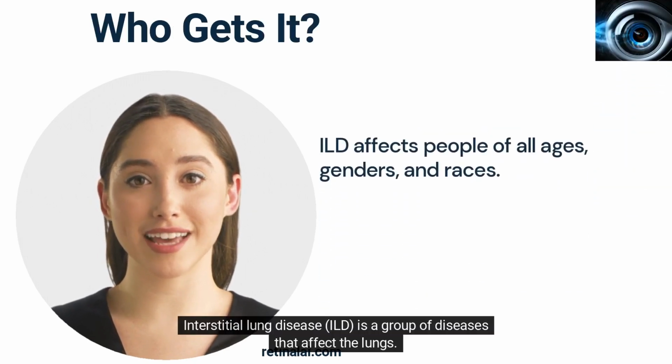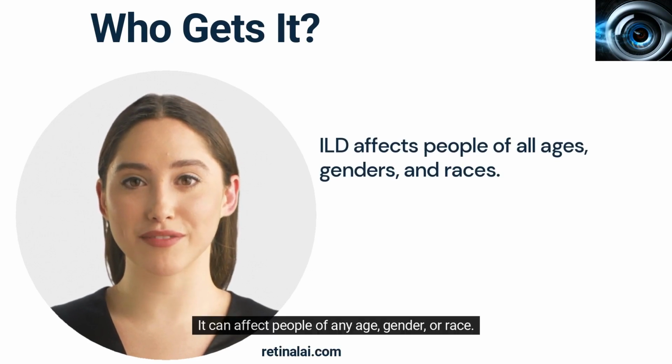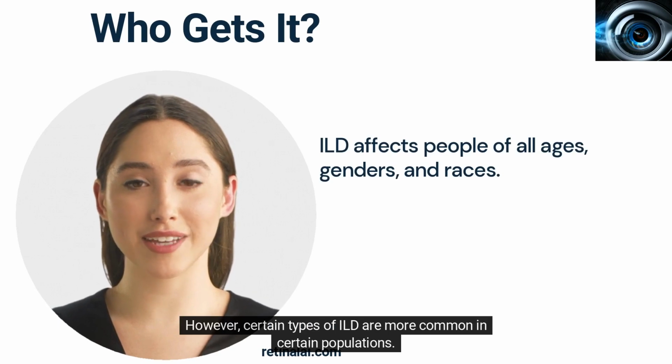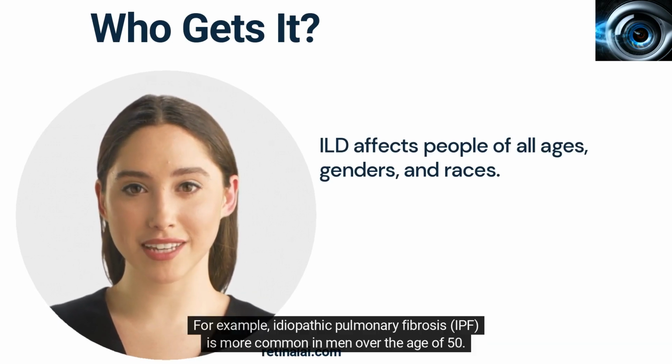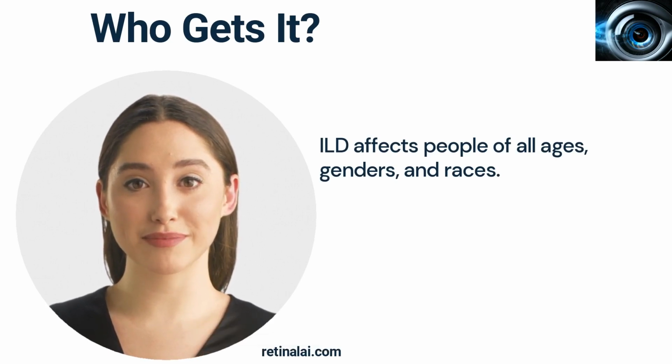Interstitial lung disease, ILD, is a group of diseases that affect the lungs. It can affect people of any age, gender, or race. However, certain types of ILD are more common in certain populations. For example, idiopathic pulmonary fibrosis, IPF, is more common in men over the age of 50.